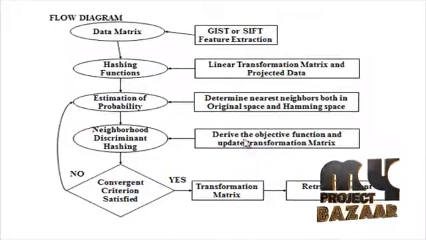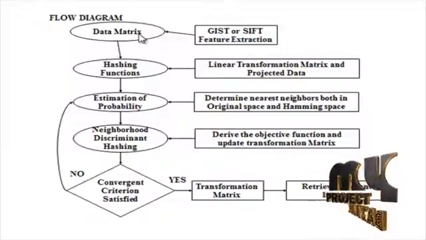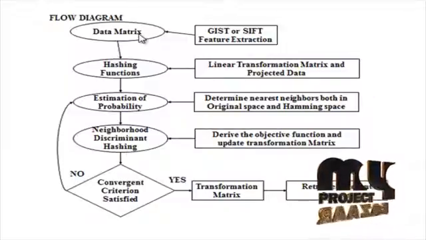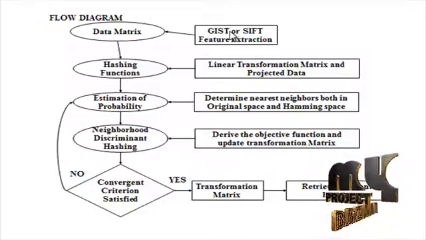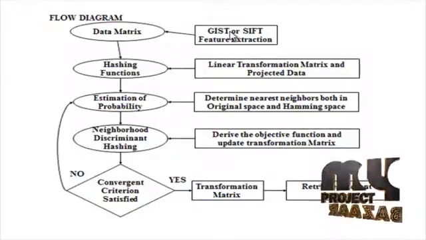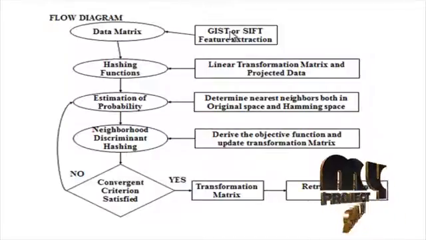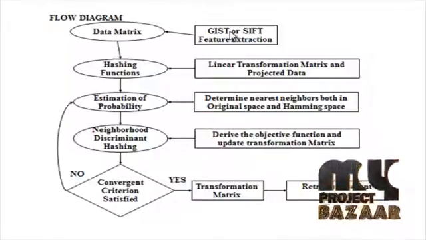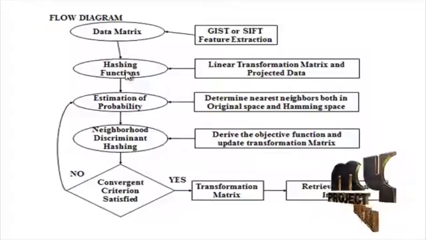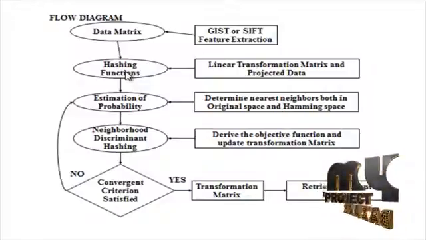We discuss the flow diagram for our process. Initially, we have to generate the data matrix using a feature extraction method. Here there are 4 feature extraction methods: GIST, SIFT, pixel and BW feature extraction methods are used. Next, in the hashing function, hashing bits are generated.